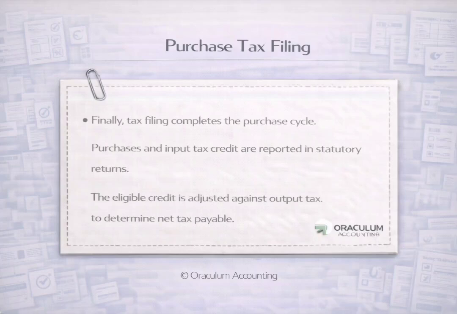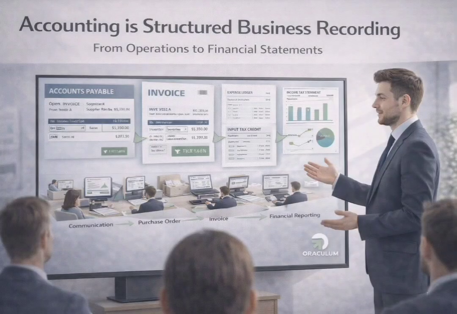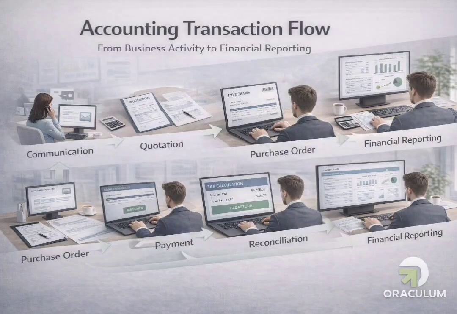In conclusion, the transaction journey demonstrates that accounting is the structured recording of real business events. Every sale and every purchase follows a logical sequence from communication to documentation, from financial recognition to bank movement, from reconciliation to tax compliance. Accounting begins with business activity, not journal entries. Journal entries simply reflect decisions that have already occurred in operations. When you understand this structured flow, accounting becomes logical, clear, and manageable. This foundation strengthens financial reporting, compliance, internal control, and profitability analysis.